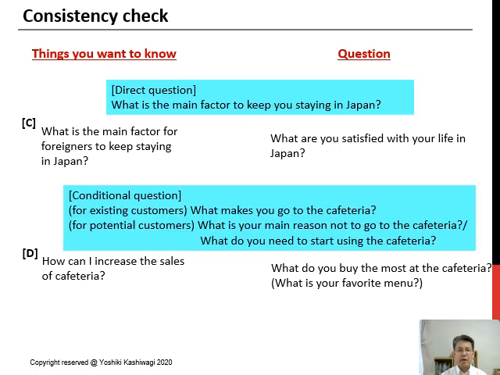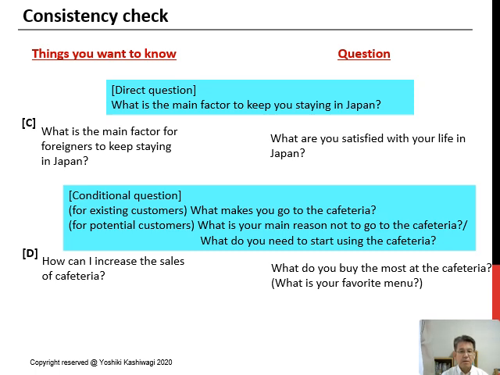What is the right answer example? For example C, you can ask a direct question, something like this. What is the main factor to keep you staying in Japan? Why not ask these questions directly? Or you can propose some multiple choices.